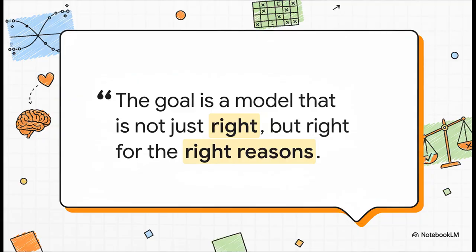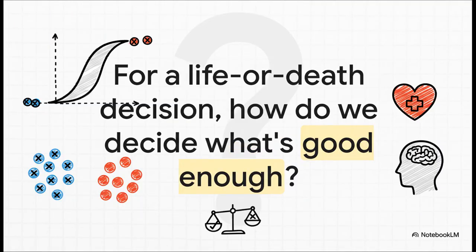Because ultimately, this all comes down to a really important idea in machine learning. The goal is not just to build a model that's right, but to build one that's right for the right reasons. We need to know it's getting the answer because it truly understands the pattern, not just because it got lucky on the data we gave it. And that really leaves us with one last big question to think about. When a model is making a decision about someone's health or their freedom, how do we as humans decide what's good enough? The tools are getting more and more powerful, but that just means our judgment, our ethics, become more important than ever.